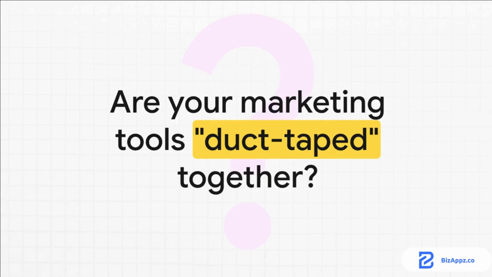So GoHighLevel's whole argument really starts with this one simple question. They're banking on the idea that most agencies are running on a system that's just, well, duct taped together. You know, this messy patchwork of tools for your landing pages, your emails, your scheduling. They're all clunky, they get expensive, and they're just not that reliable when you need them to work together. Sound familiar to anyone?